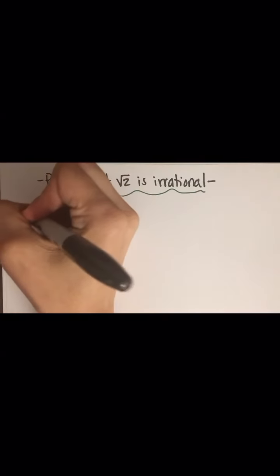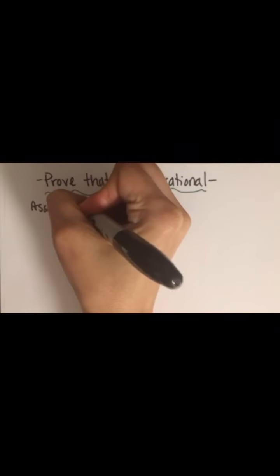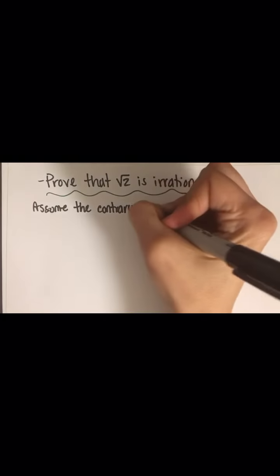Alright, so we're gonna prove that square root of 2 is irrational. I am gonna give a lot of definitions, but they're crucial to really deeply understand the proof. And so we're gonna prove this by contradiction. So assume the contrary. That is, assume that square root of 2 is rational.